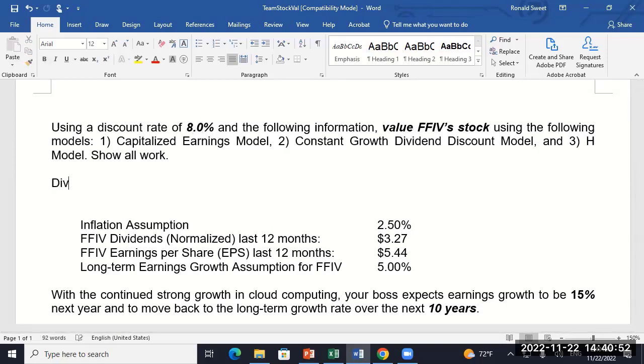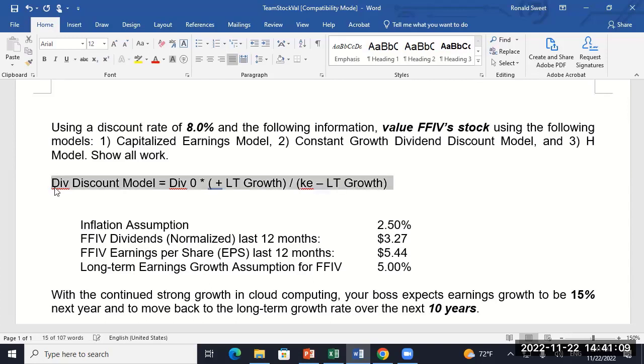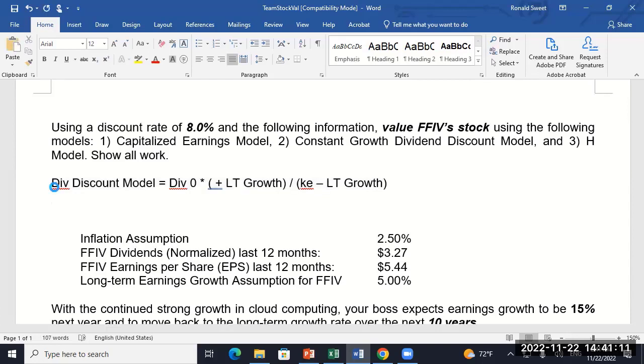But just the formulas, dividend discount model, very simple. Dividend 0 times 1 plus long-term growth divided by KE minus long-term growth. Very simple. And then cap earnings model.